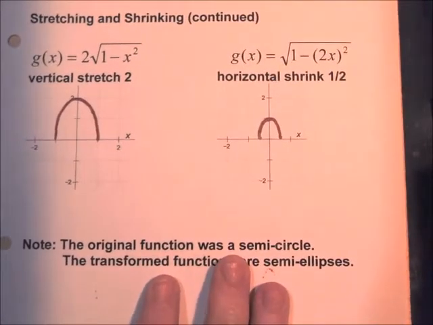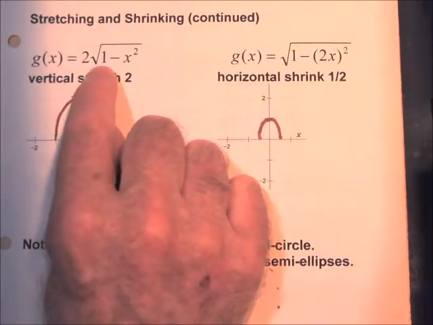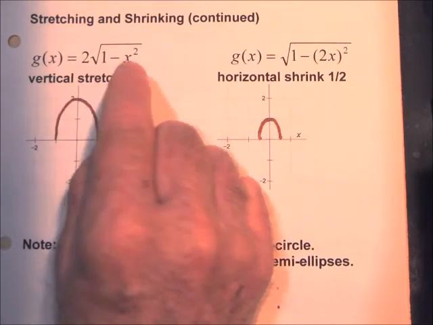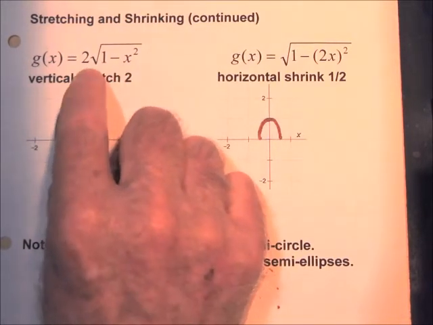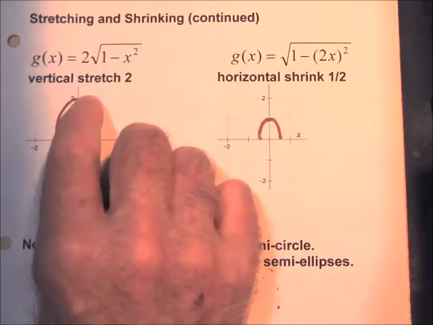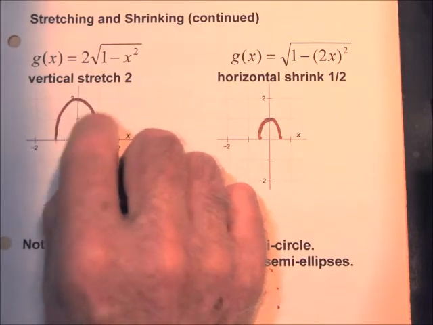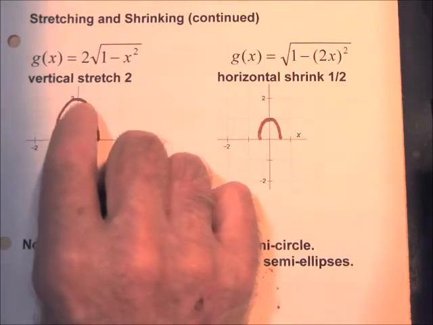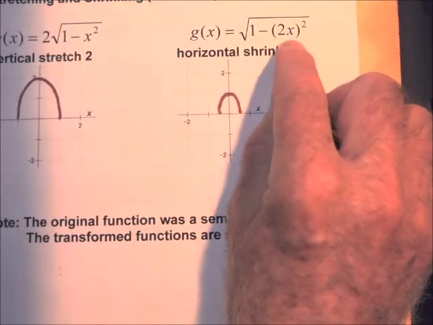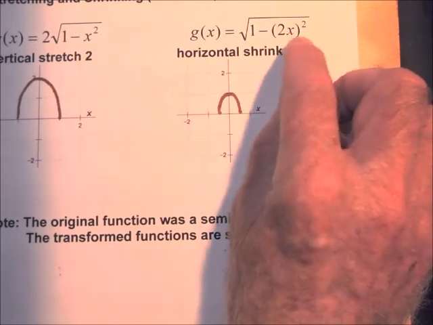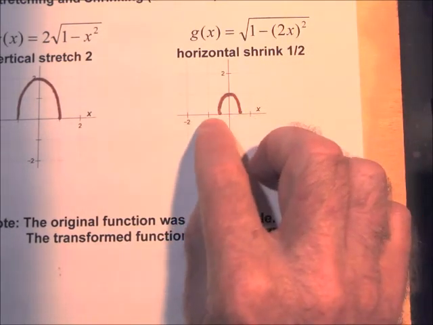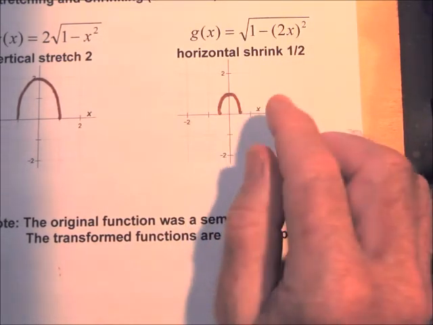Okay, so continuing with transforming the original function, this upper semicircle, if we multiply it by 2, it stretches by a factor of 2. So g of x here, instead of going up to 1, it goes up to 2. And instead, we're shrinking it by a factor of 1/2. So instead of going from -1 to 1, it goes from -1/2 to 1/2.